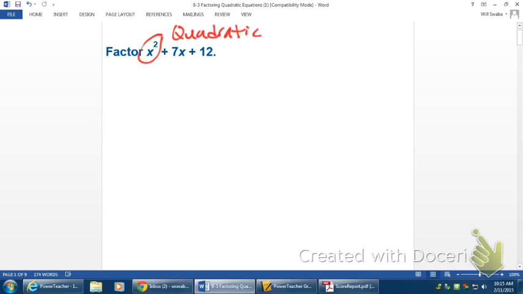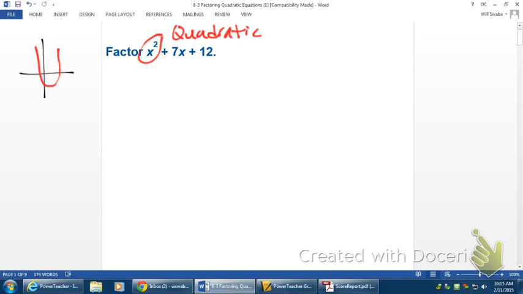Now let me give you an example of how this thing would look like if you graphed it out. If you graph this thing out, it would have a U shape. Okay? That's another hint to tell you that that is a quadratic.